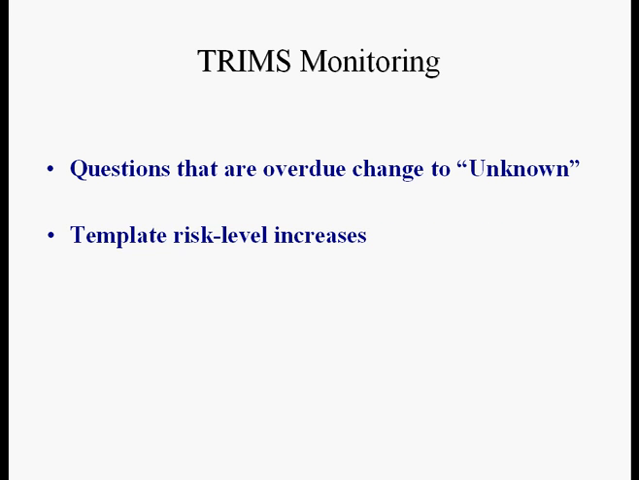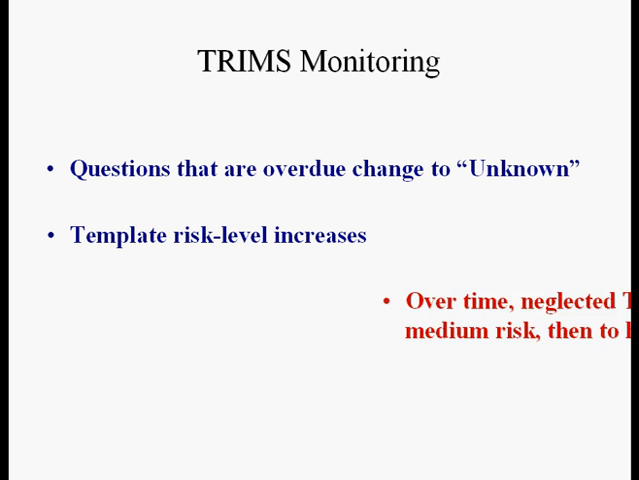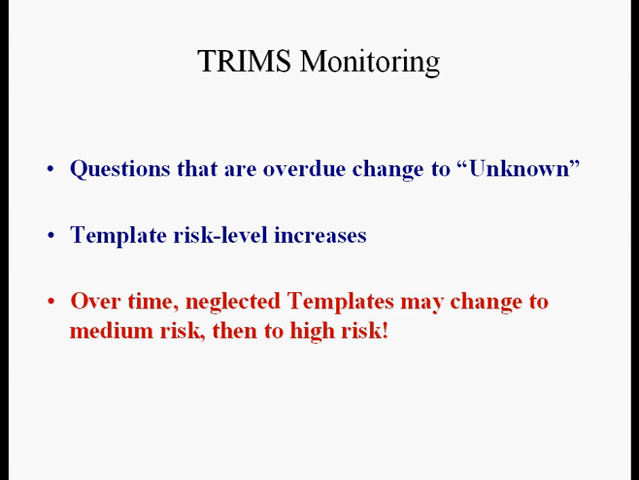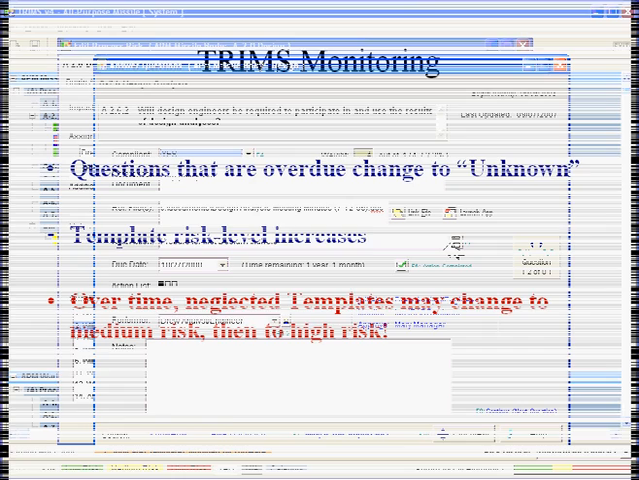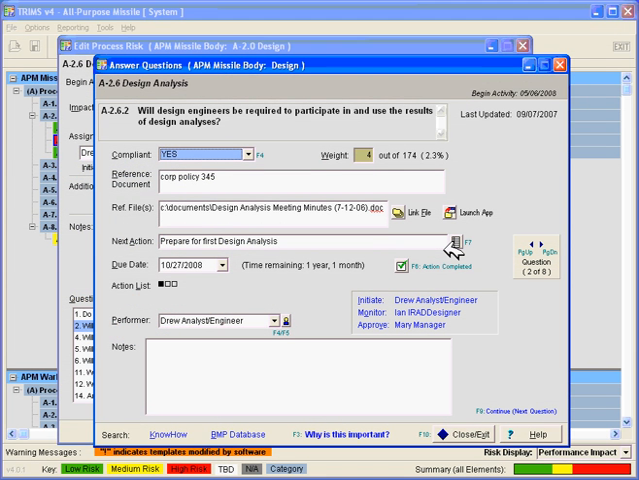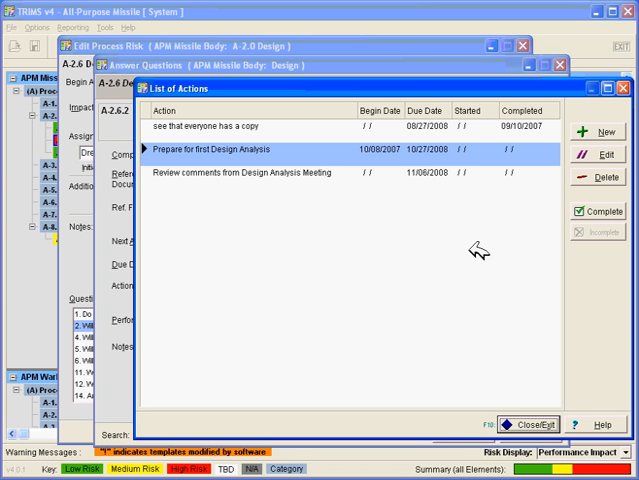This makes the question non-compliant and increases the template's risk level. The Next Action field itself is very short, forcing you to summarize the action. Clicking on this button here pulls up the action list editor. This window provides a complete set of tools for adding or deleting actions, or for marking actions complete or incomplete.